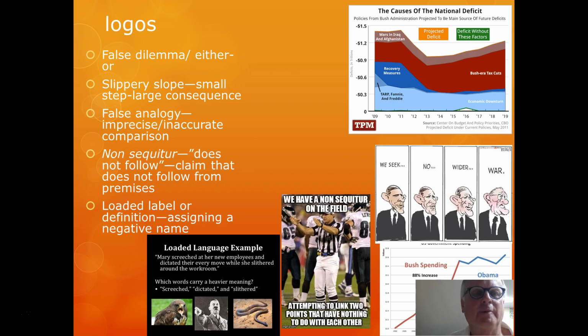Slippery slope: a small step could equal a large consequence. We see this a lot, again, in political discussions. Well, if we did this, look what would happen next. This and this and this and this would happen. If we don't stand up to ISIS in Syria, then the whole world's going to fall apart.